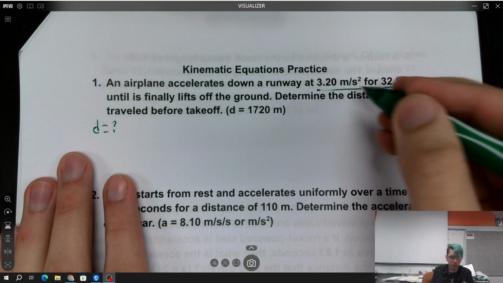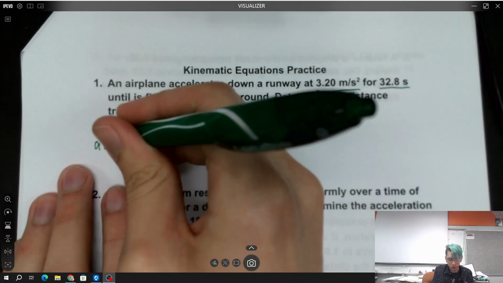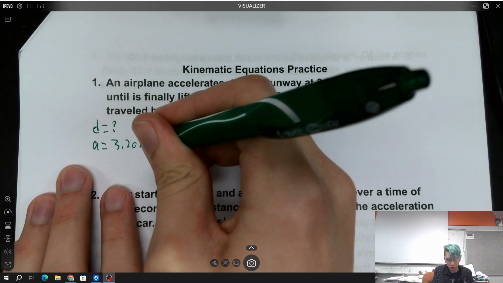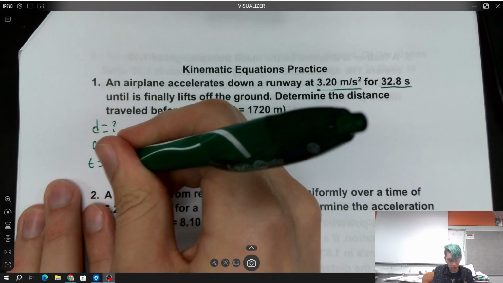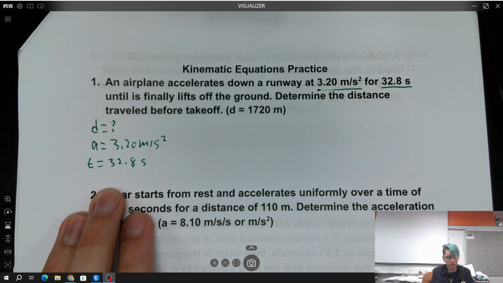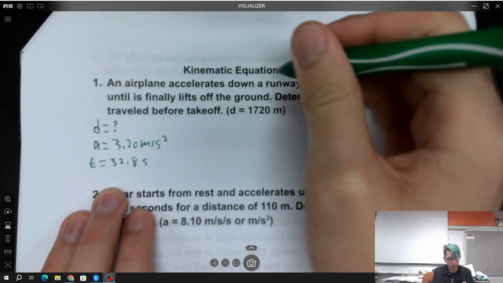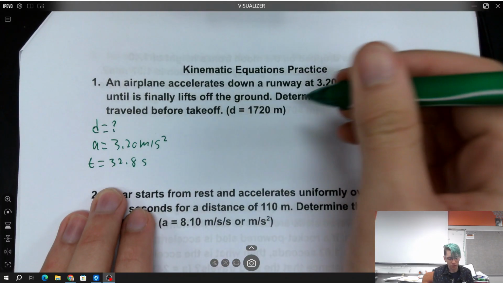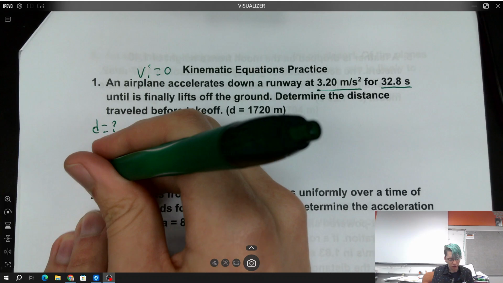Then we want to label out what else we have. We have our acceleration, which is 3.20 meters per second squared. We have our time, which is 32.8 seconds. And then we also have our initial velocity. Because if a plane is speeding up and it has passengers loaded in it, we can assume that the plane is accelerating from rest. Because before takeoff, it's at rest. So we can assume our VI is going to equal 0. So our initial velocity is going to be equal to 0.